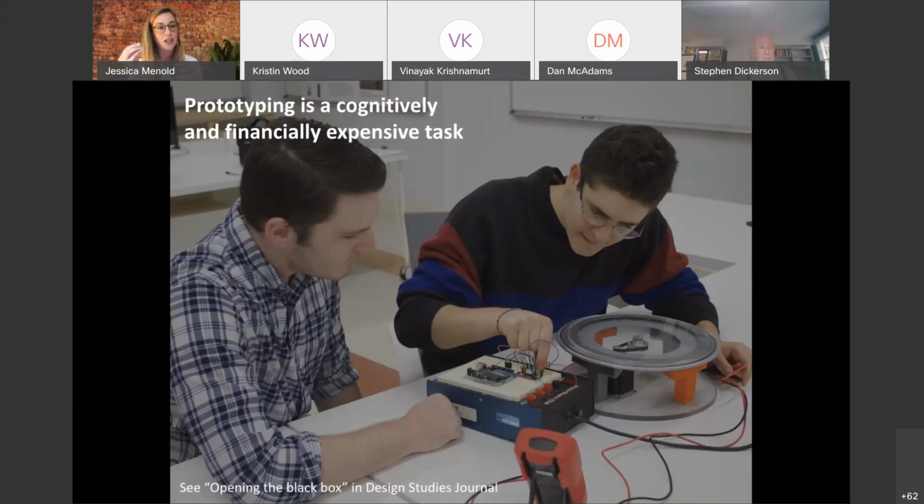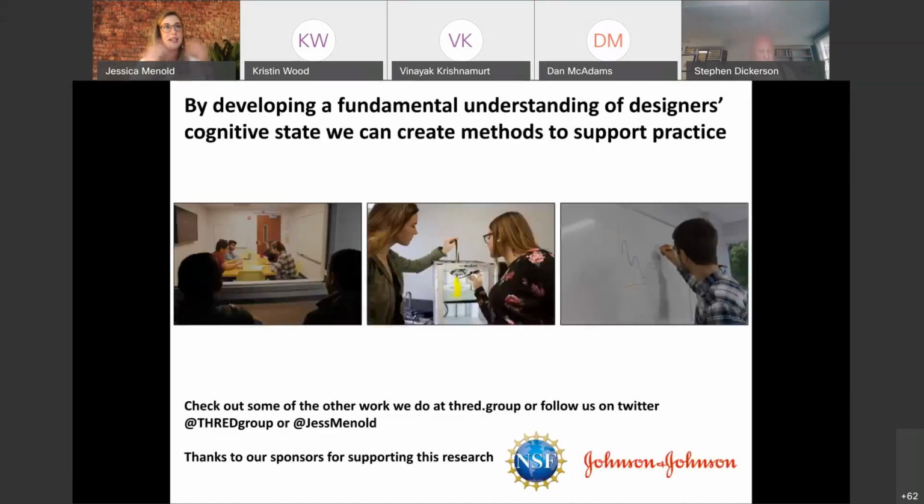And so we're just starting to peel apart some of these links. You can almost think about it like a Gordian knot, right? And so we're trying to untangle this and really understand how prototyping, the cognitive costs and the financial costs might really be linked. And so by developing this fundamental understanding, my goal is to create the methods and tools to support practice. And I want to leave some time for questions.